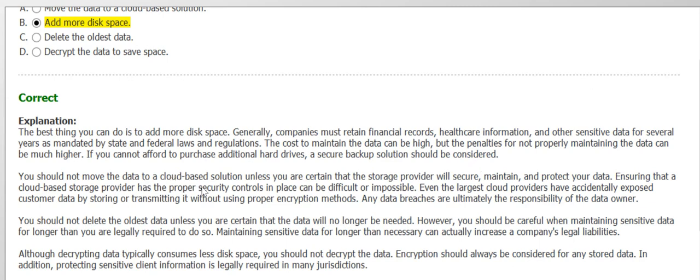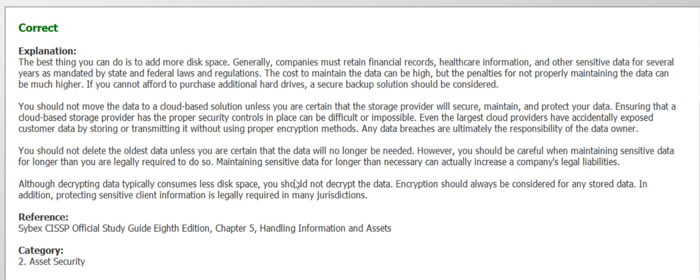Okay, so we cannot move the data to a cloud-based solution unless we are sure that the storage provider will secure, maintain, and protect our data, and has proper security controls in place. Even the largest cloud providers have accidentally exposed customer data by storing or transmitting it without using proper encryption methods. So any data breaches are ultimately the responsibility of the data owner. The service provider won't be ultimately responsible for the data breach. It would be the data owner.